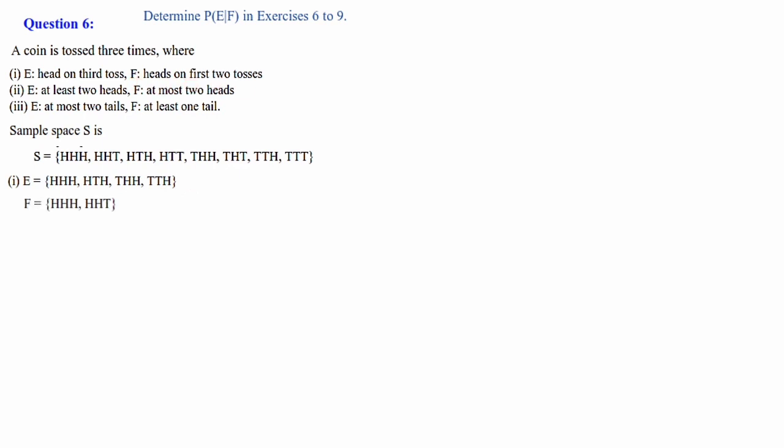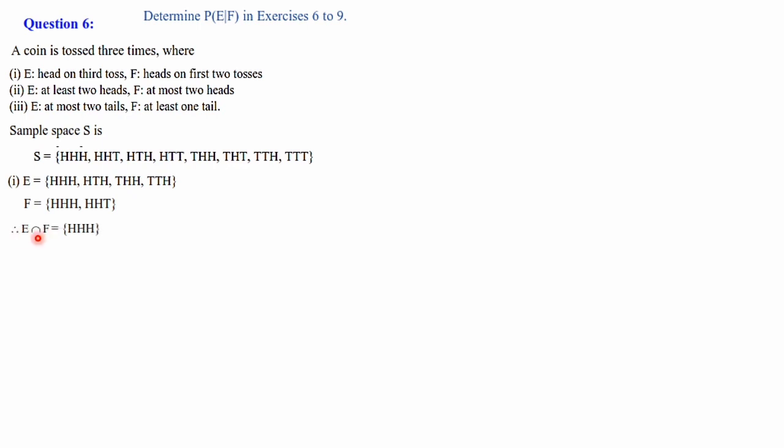And F is head on first 2 tosses. So F is equal to first 2 tosses head. When the first 2 tosses are heads, H will be coming, and thereafter first 2 H and one more T, so HHT. So there are no other cases which are having first 2 heads. So these are the only 2 elements. So we are asked to find out P of E given F. We know the formula, P of E intersection F divided by P of F.